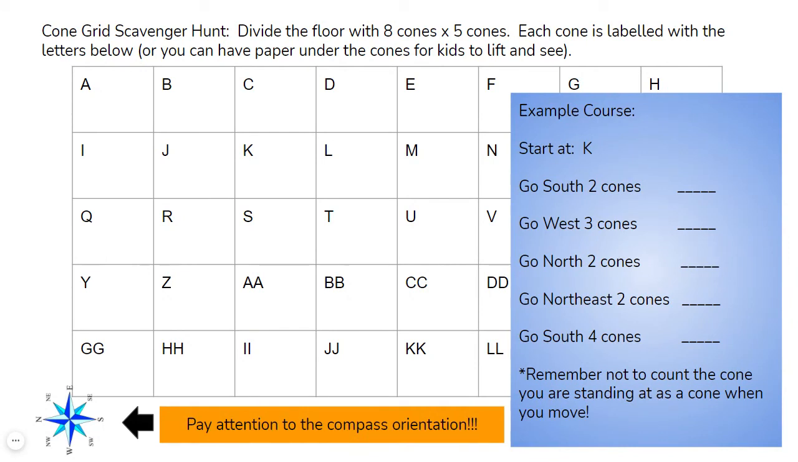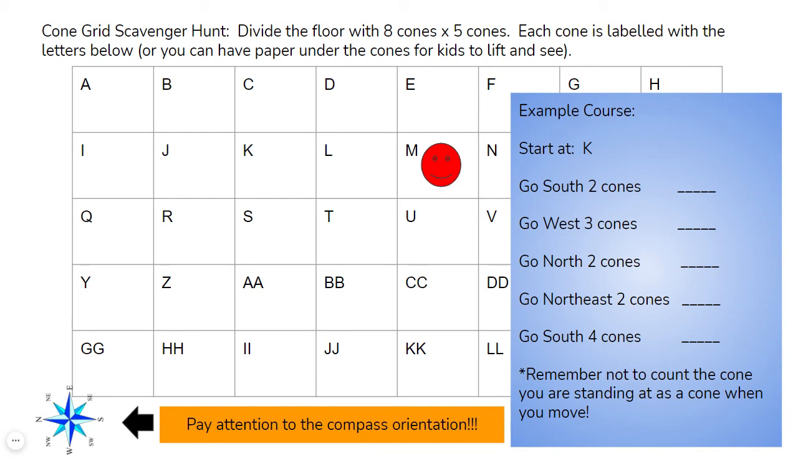First, we're looking at that compass orientation, and we're starting on K because our example course up here says start at K. So I go to K. Now I need to go south 2 cones. What letter is south? Look at that compass rose, and if I'm at K, which direction is south? That's right, to the right, and I'm going to go right 2 cones. That'll land me on the letter M.